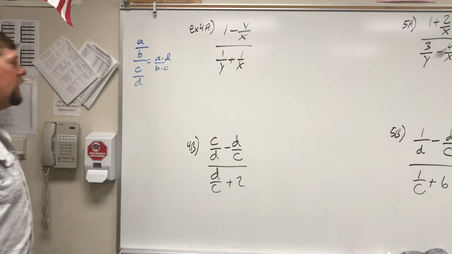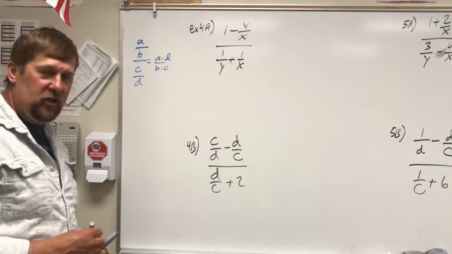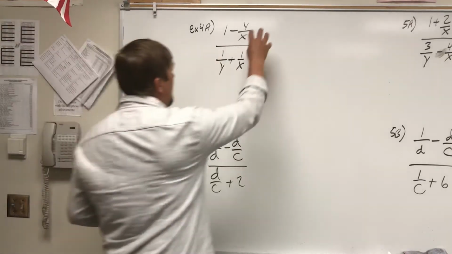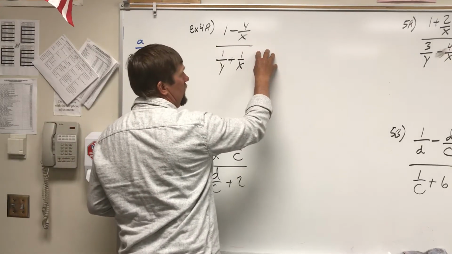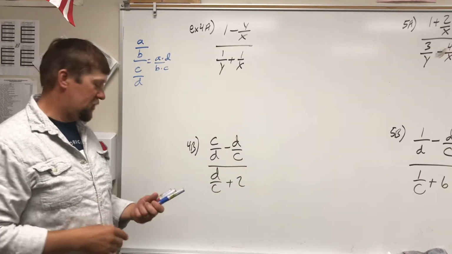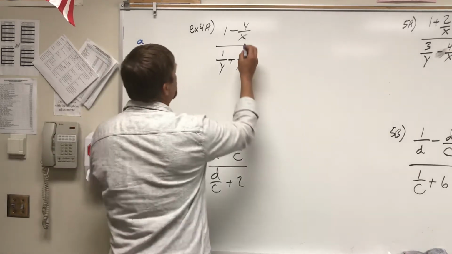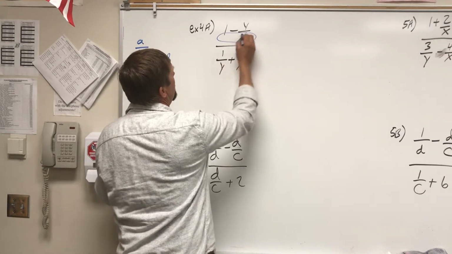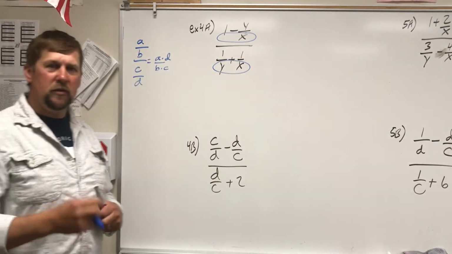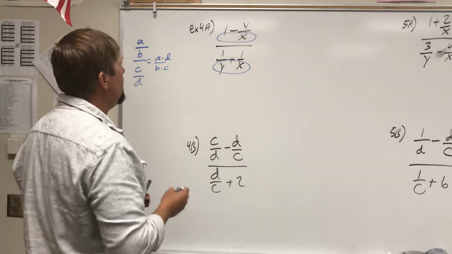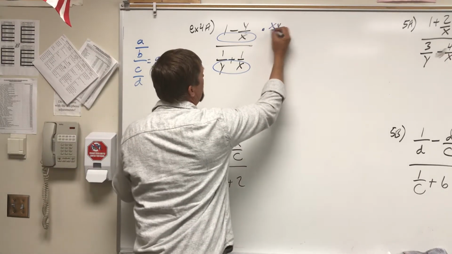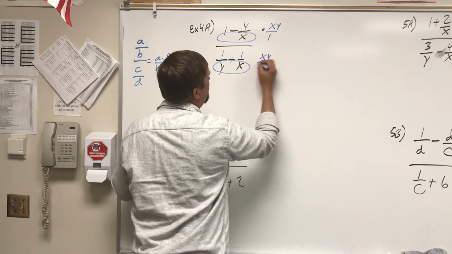Now, another way of doing these complex fractions is actually by multiplying both top and bottom by the least common denominator. Basically what you're doing there is you're turning it into just one fraction. So what we're going to do is look at both sets of denominators and multiply by the least common multiple of all of them. In other words, we're going to multiply by xy. So I'm going to multiply by xy on both top and bottom.